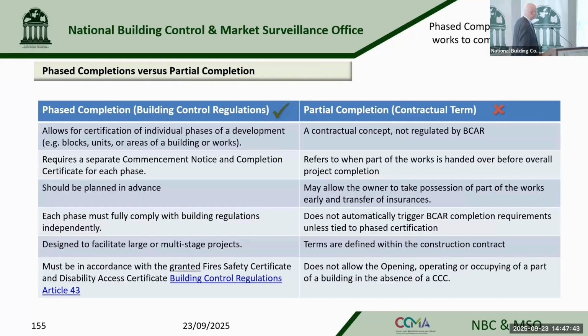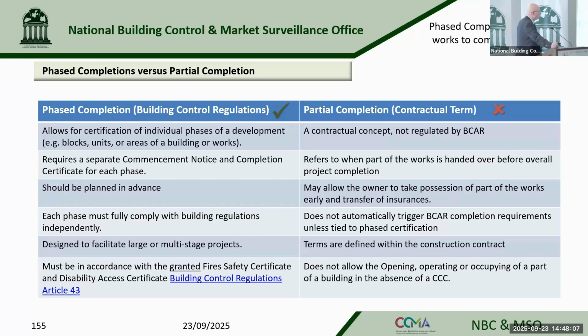So just a quick thing about phase completions and partial completions. Phase completion allows for a certificate of individual phases of a development, requires separate commencement notices and completion certificates at each phase, and should be planned in advance. Each phase should be fully compliant with the building regulations independently, designed to facilitate large multi-stage projects, and must be in accordance with the granted fire cert and disability cert.